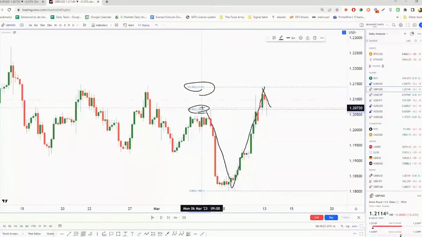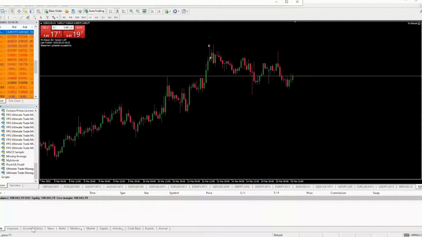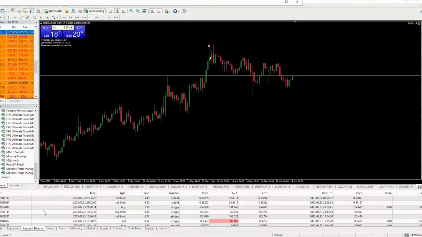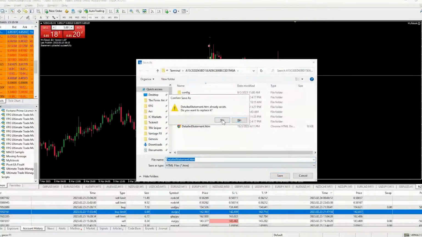This is a very, very good trading strategy which I use myself, and I made a decent amount of profit. Let me see if I have the picture over here. There you go. It's a good 8% that we made already. Let's save it as a detailed report. Yep, detailed report.